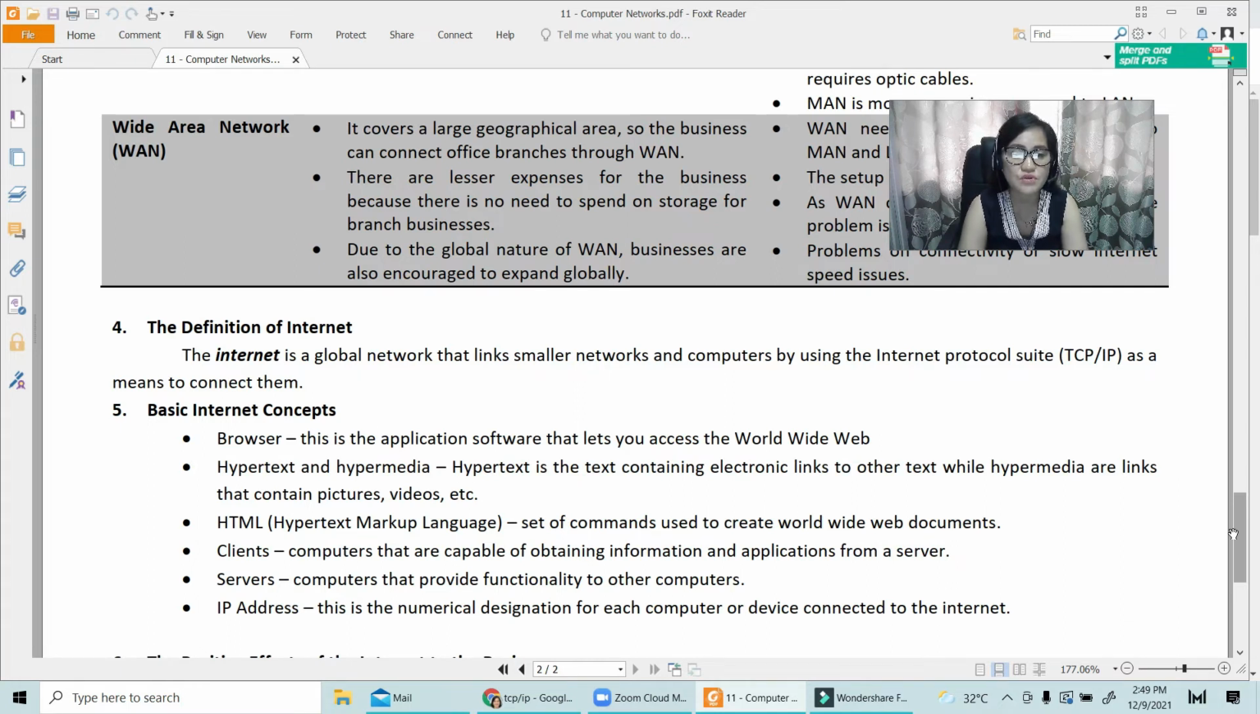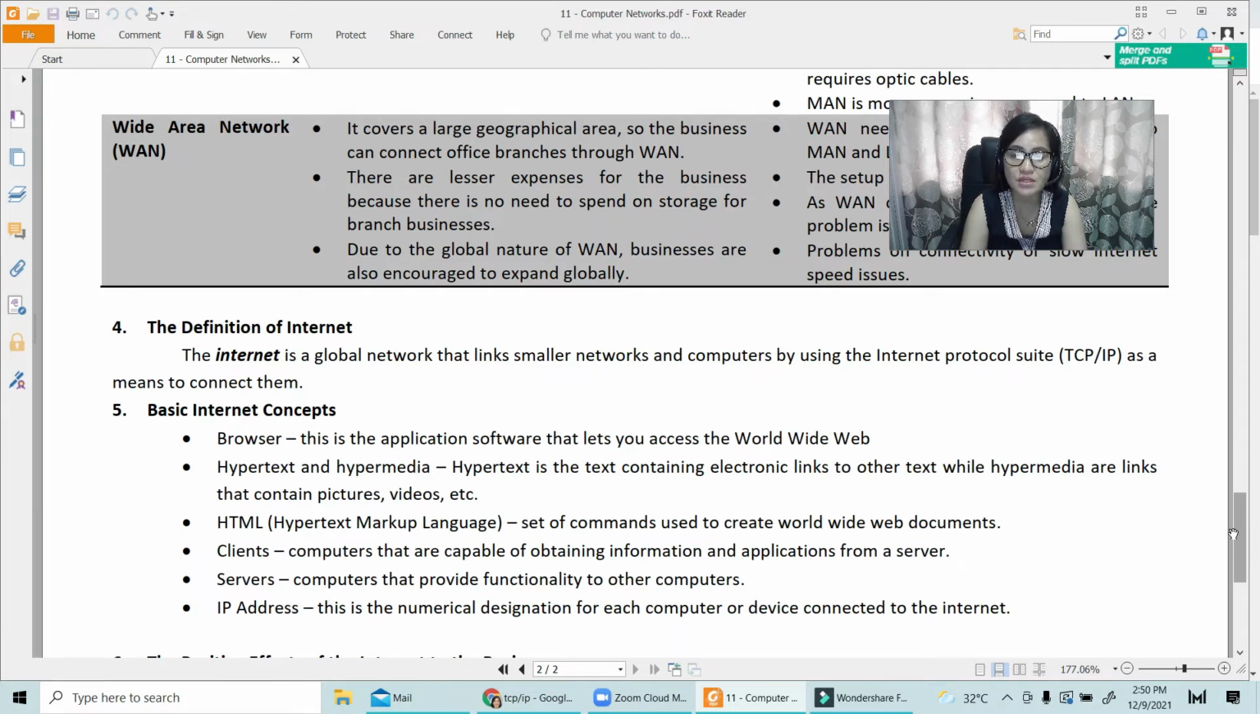So these are the basic internet concepts, or the basic words or terminologies used in the internet world. So we have the browser. This is the application software that lets you access the World Wide Web. So when you say browser, before the mobile apps, you cannot access the internet without the browser. So examples of browsers are Chrome, Safari, Internet Explorer, Mozilla, and so many other browsers that are available now. That is where you can access whatever sites you want to browse, or whatever sites you need to visit.